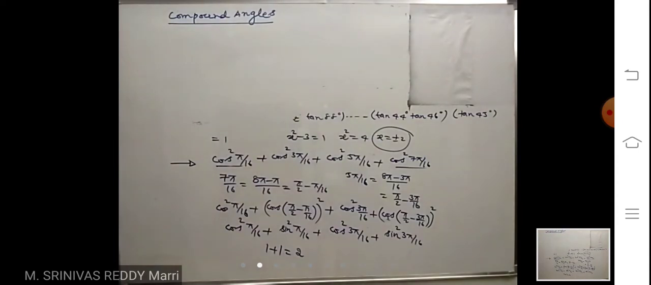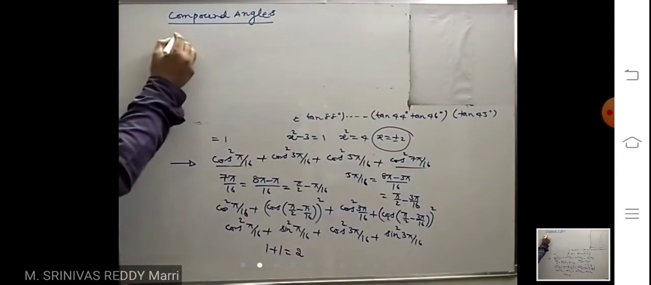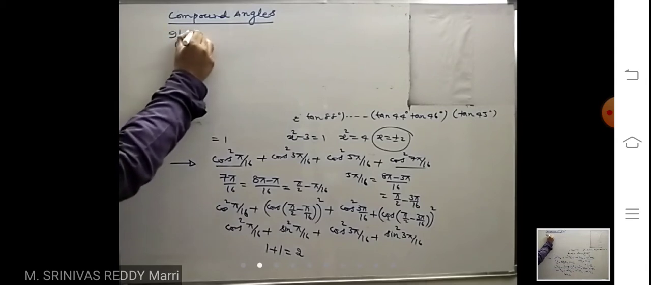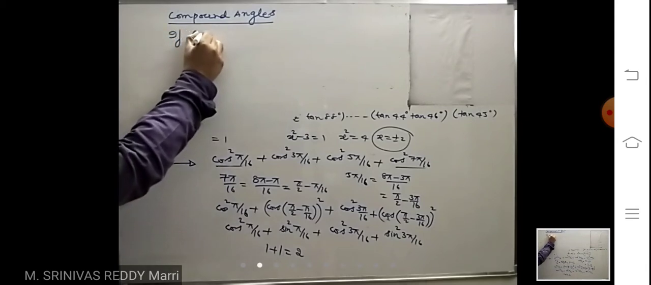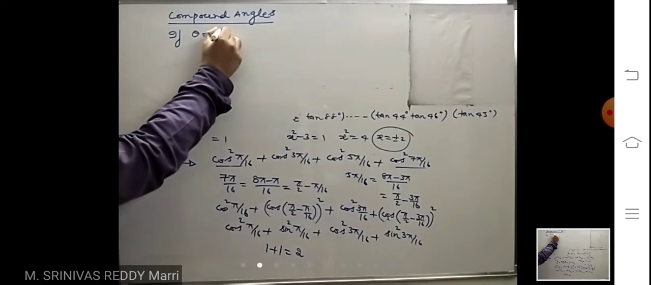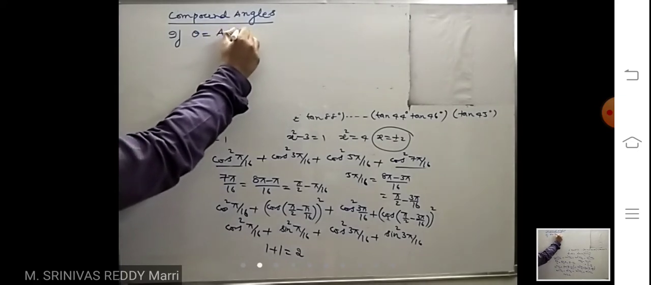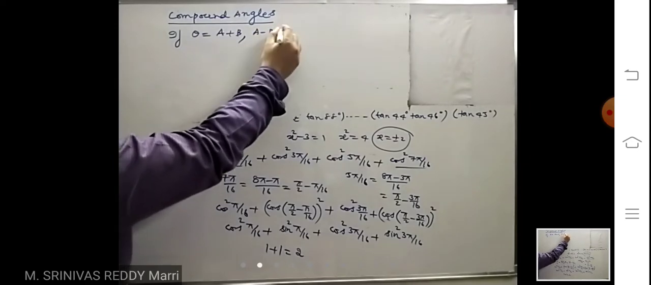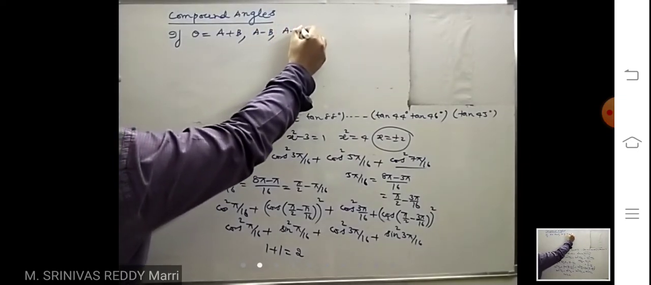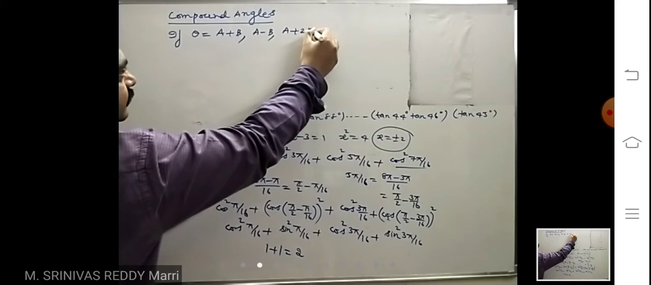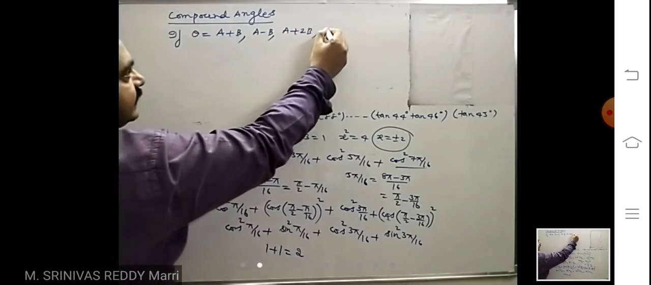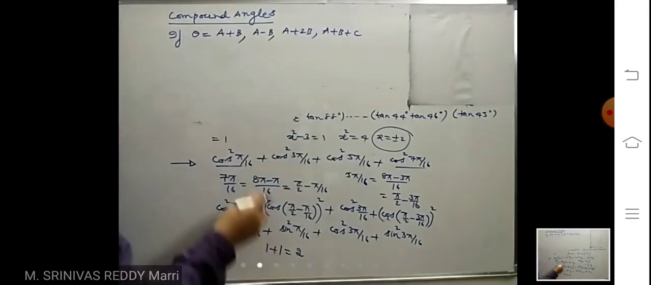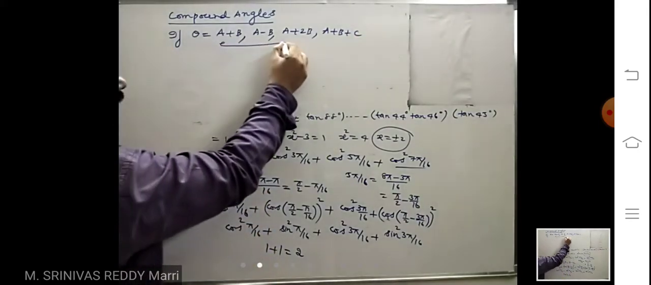Compound angles. If theta, let us say one angle, is in terms of two angles, like A minus B, A plus 2B, or A plus B plus C, these are called compound angles.